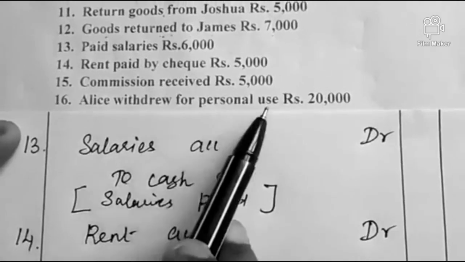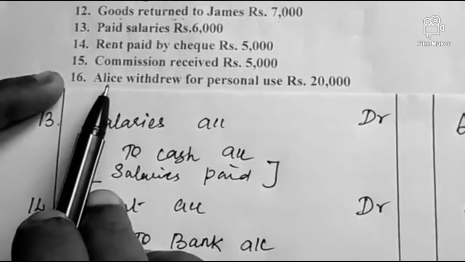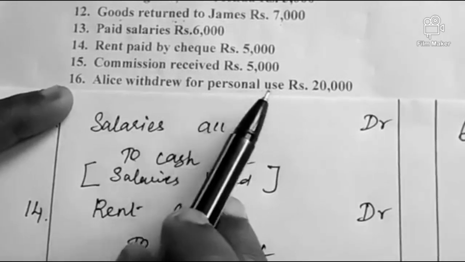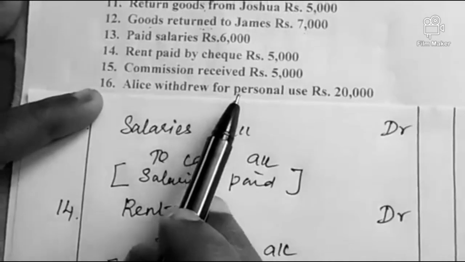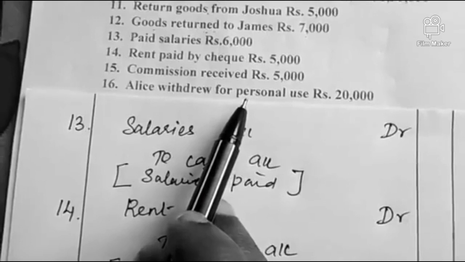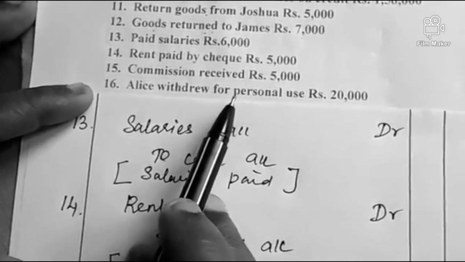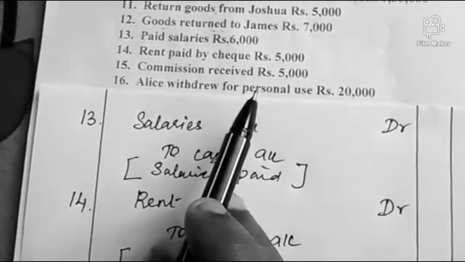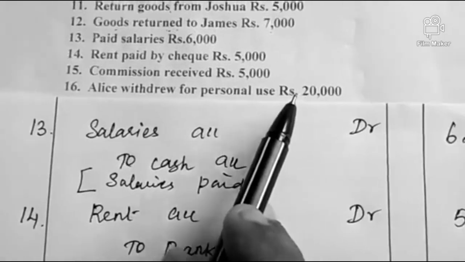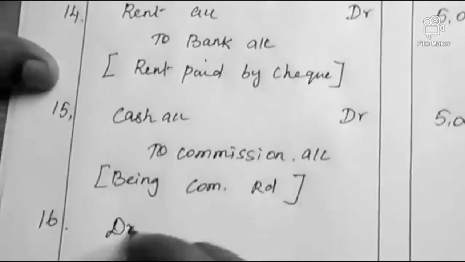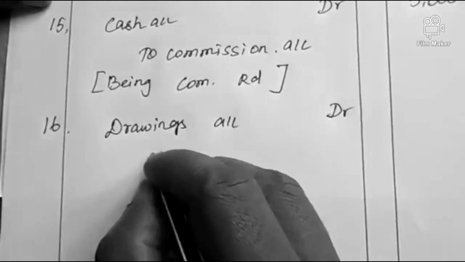Alice withdrew for personal use. See, who is Alice? Alice, she is a proprietor. So the proprietor withdraws some amount from the business for her personal use. Any amount withdrawn from the business for personal use is called drawings. Drawings can be in the form of cash, or in the form of check, or in the form of goods. If it is in the form of cash, the entry for the transaction is drawings account debit to cash.